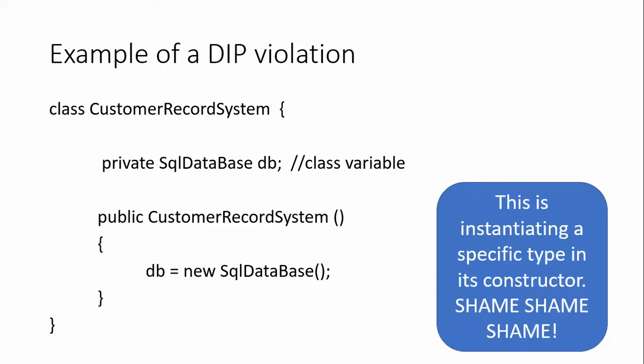But the problem is that this customer record system depends on this database. This database is one of its dependencies. And here this object has been hardwired to this particular type of database, which makes this program very inflexible. So what the dependency inversion principle says is we shouldn't have a specific type of database here. We should have an interface or a base class here, and then somebody else externally should supply us with our dependencies. Our dependencies should be given to us from the outside, and we shouldn't know what specific type of object they are.